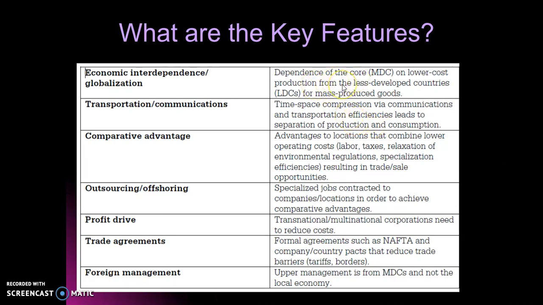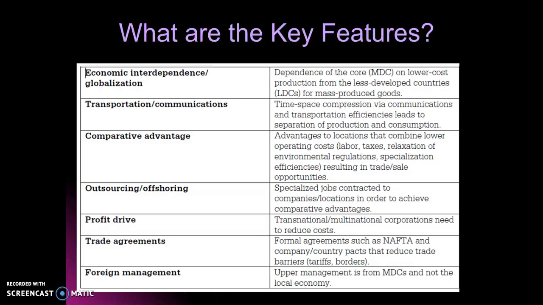This is the dependence of the core, the MDCs, on this lower cost production, the secondary sector, from LDCs and DCs for their mass goods. So again, you see this more economic interdependence, more globalization, where the LDCs and the DCs are relying on those MDCs for that investment dollar and those jobs in manufacturing. And then the MDCs are relying on the DCs and the LDCs for that cheap manufacturing and those raw materials.